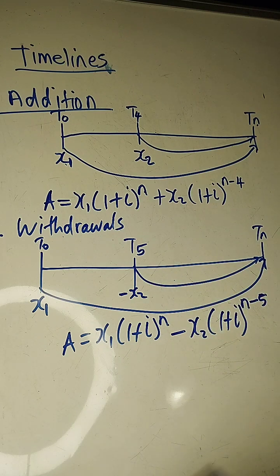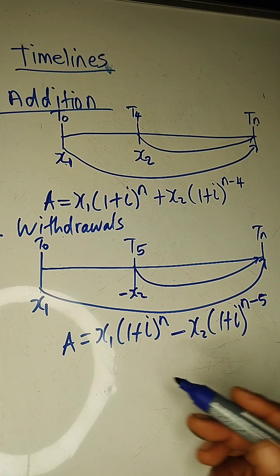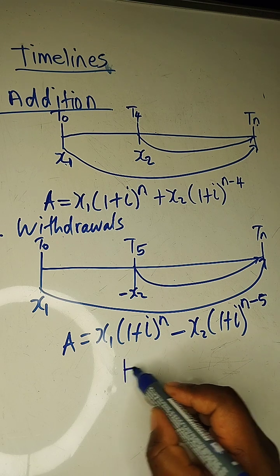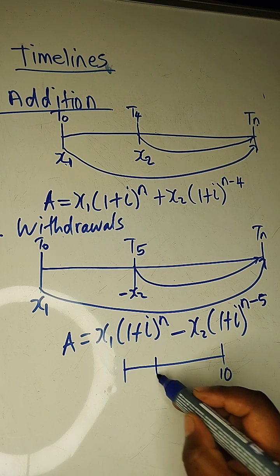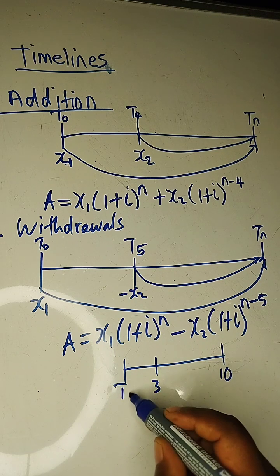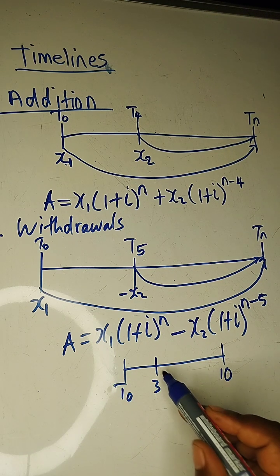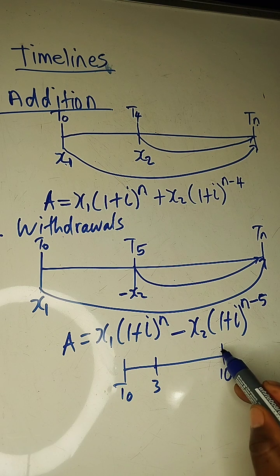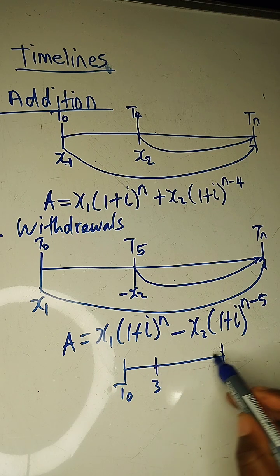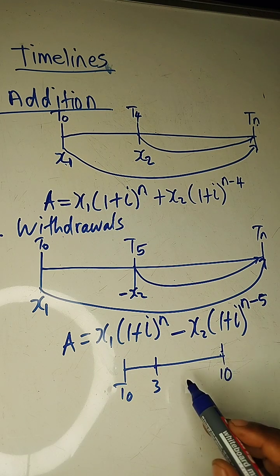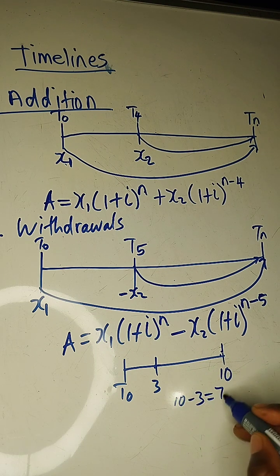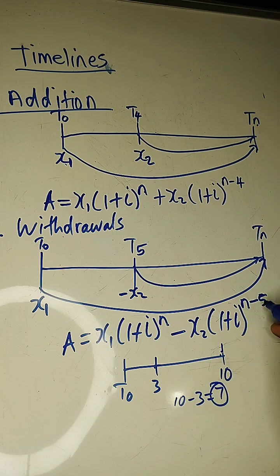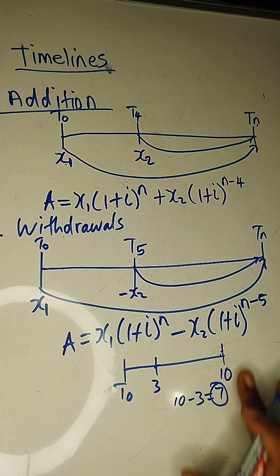How so? Some are confused when we say this. We have this timeline. Let's say here it is 10, here it is 3, and here it is 0. Now, what is the length of this line? This line is 10 minus 3, which gives us 7. That's why we subtract on that side. I hope you got that one.